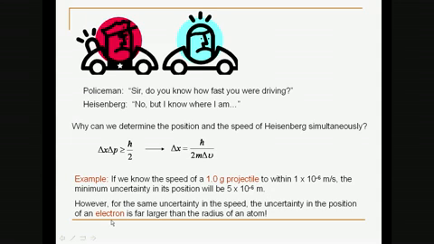However, for the same uncertainty in the speed, that is this 10 to the minus 6 meters per second, the uncertainty in the position of an electron is far larger than the radius of an atom.